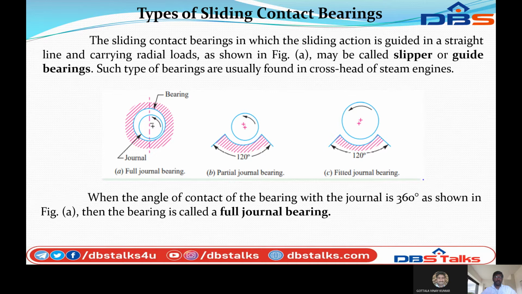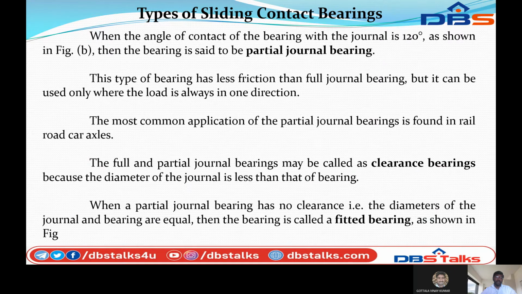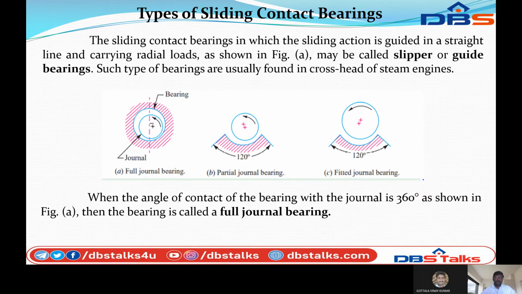One type of bearing is the full journal bearing. In a full journal bearing, a journal is arranged and a bearing is fixed around it, and the journal rotates in the anti-clockwise direction. When the angle of contact of the bearing with the journal is 360 degrees, as shown in the figure here, then the bearing is called a full journal bearing. This is a sliding contact bearing, where the sliding action is guided in a straight line and carries loads.